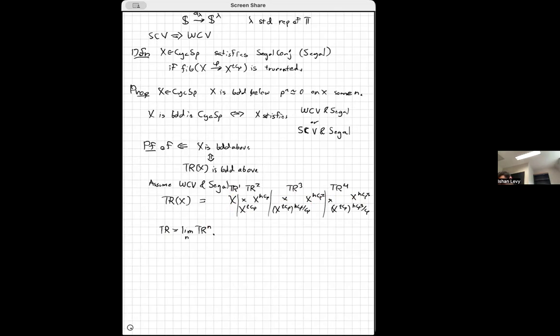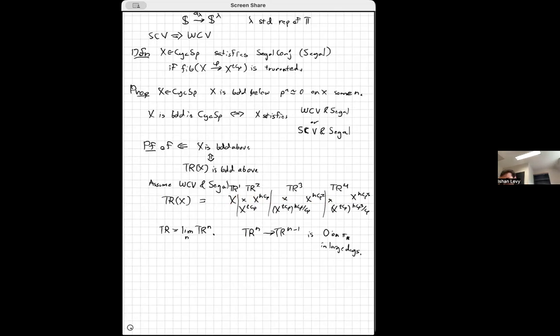Okay. And so it suffices to show that TRN to TRN minus 1 is 0 on pi star in large degrees. Because that would tell you that you're taking the inverse limit of something that's 0 in large degrees, so the inverse limit is bounded above. Okay. So how are you going to prove that?